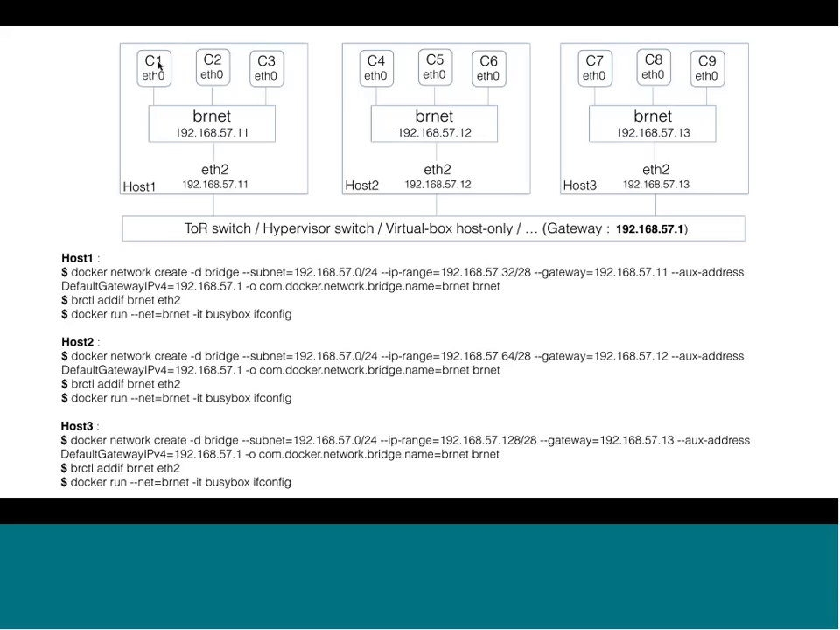Create a bridge the same way I explained before, and use Linux commands like brctl to add the physical interface, like eth2 or eth1 or eth0, to the bridge network. Then you can do a docker run --net with the network. Now the container will get an IP address from the physical network as well.